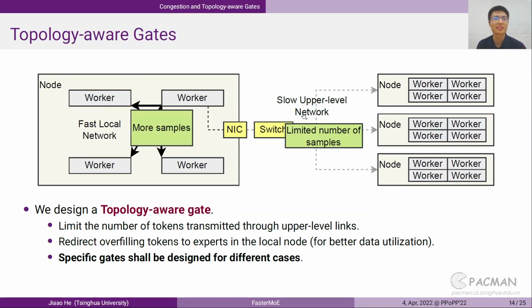Our solution is that we design a topology-aware gate. Our gate modifies the strategy to select experts. We limit the number of tokens to be transmitted to the upper level links according to their performance. And we redirect the overflowing tokens to the experts on the local nodes for better data utilization. As a result, there are more tokens to be transmitted across the local fast network, and the end-to-end latency is reduced.